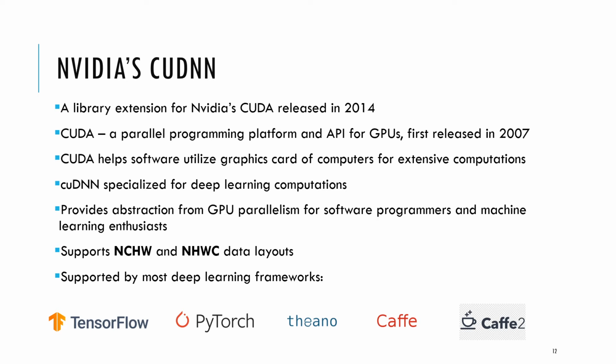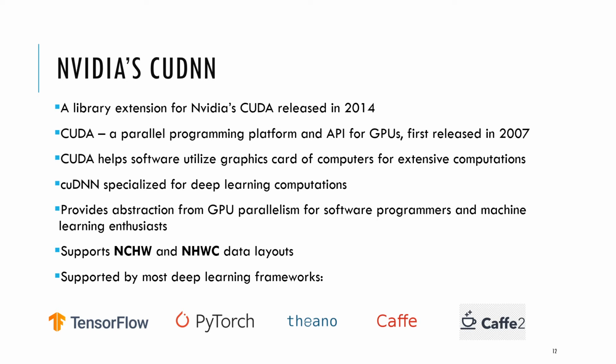I know the name doesn't really ring much of a bell, but all I can say about it is a parallel programming platform and application programming interface for graphic processing units. And it was first released in 2007. Now, what this really means is it helps software to use the graphics card in our machine for performing parallelism. So instead of parallelizing on just 4 or 8 cores on our microprocessor, the Intel microprocessor, it would instead use the graphics processor. And the cuDNN library specializes for deep learning computations using the CUDA platform.